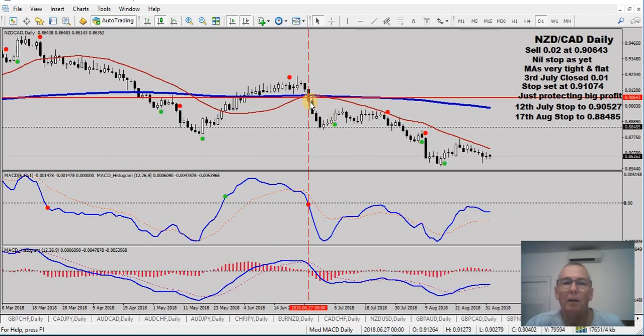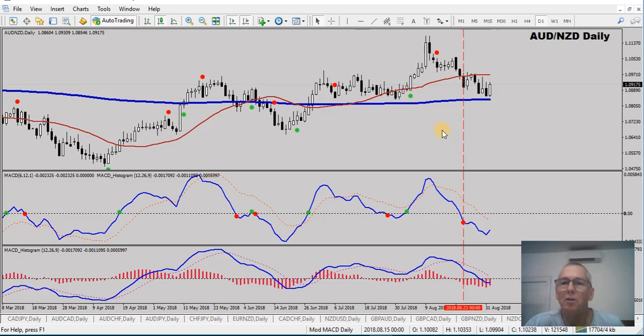New Zealand CAD in a sell from back here. This thing's just got the world's smallest candles lately. We're still in the sell, closed half already. Stop's the black dotted line. I can probably bring that down a bit further. It looks like the fast MACD's had a couple of goes at getting close to the crossing, but it hasn't done it yet.